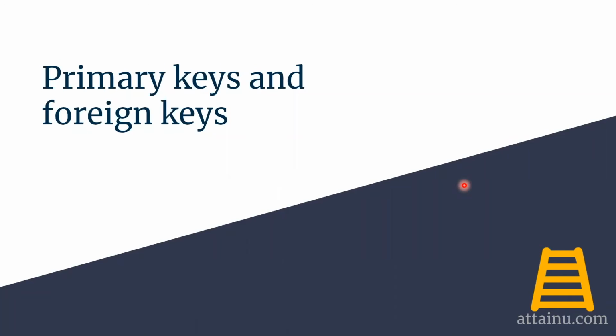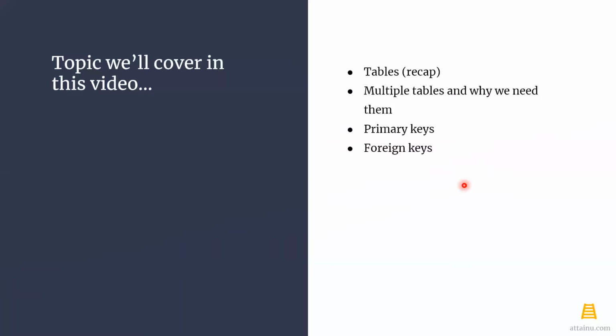Hi everyone, welcome to the 7th video in this series, Primary Keys and Foreign Keys. In this video, we're going to be covering a few topics. First we'll start off with a recap of tables, and then we'll move on to using multiple tables and why we need multiple tables in databases. And then we'll look at primary keys and foreign keys. So this video will be a little bit theoretical compared to the last few ones.